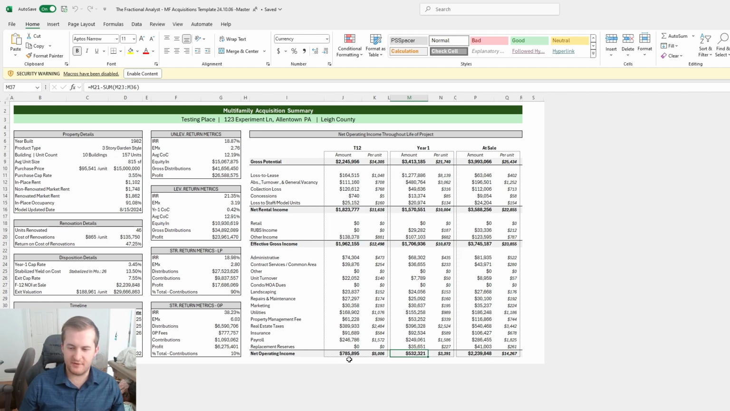And if you're savvy, you may have looked at this and said, oh, trailing 12 income statement, the net operating income, which is the income that the property is producing, is actually higher than the first year. Why is that? Well, you may also notice that absorption and turnover and general vacancy go up, and we've put in some more concessions. And this loss to lease figure is really big because we're pushing rents in that first year, trying to bring them up to market. And so the income in the first year has gone down because we're bringing operations to a stabilized place.